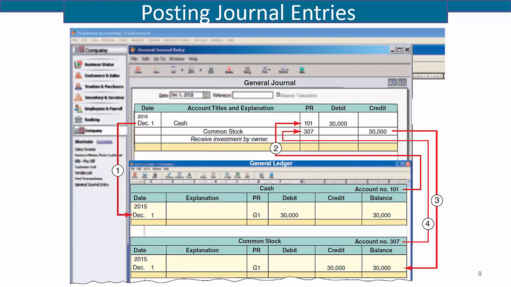In computerized systems, the account number normally is automatically associated with the account name via the chart of accounts, so you don't have to do this.